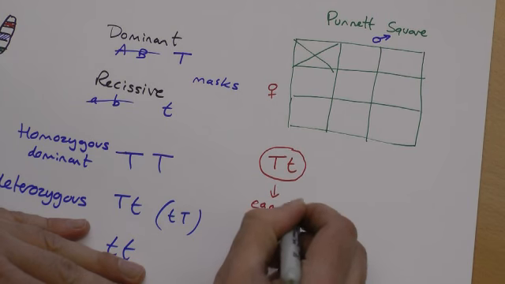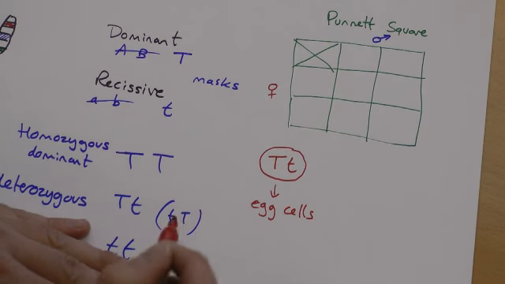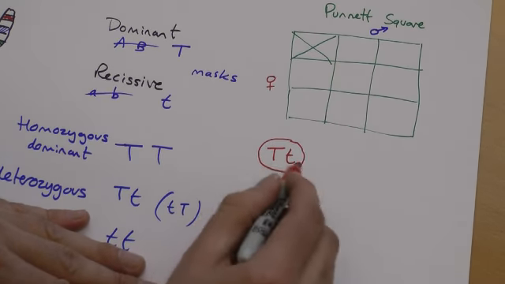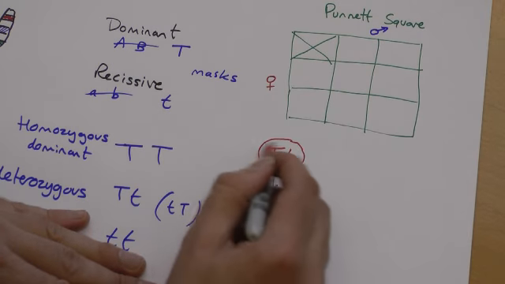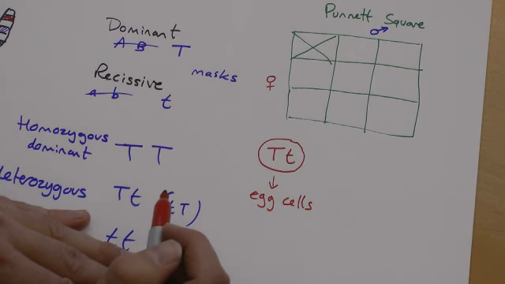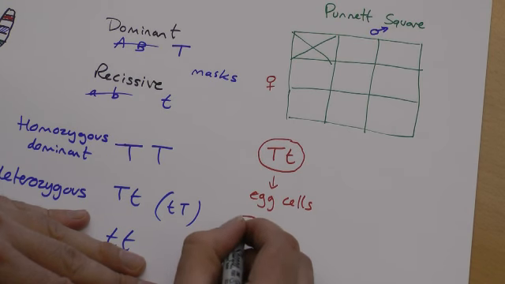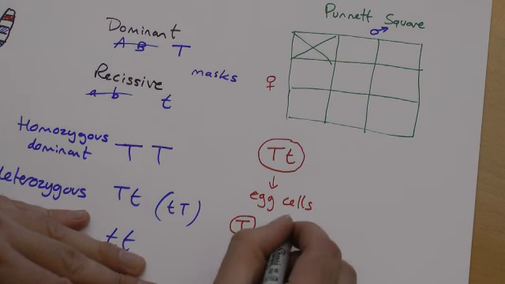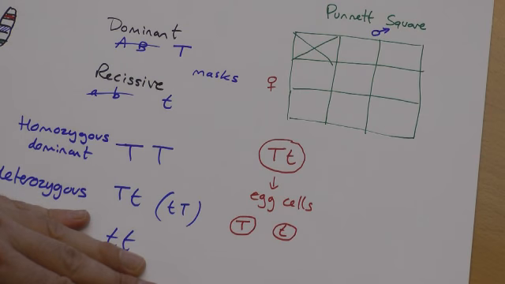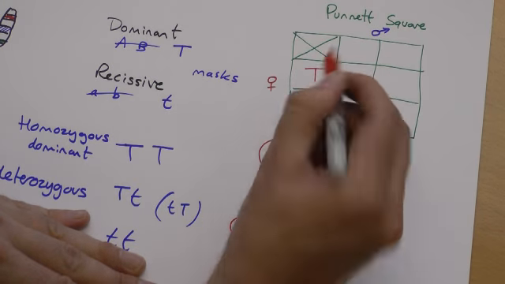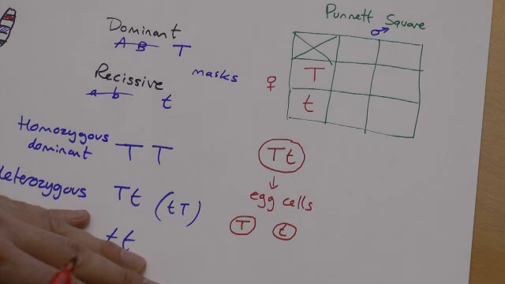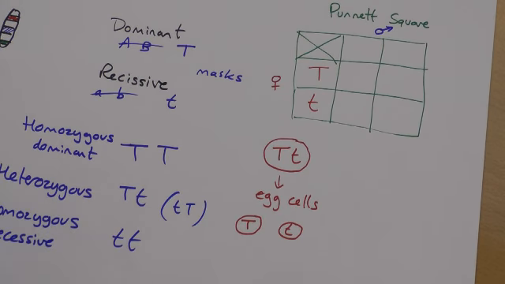Now, when it comes to reproduction, egg cells, the gametes, only have half the number of chromosomes that the normal body cell has. So instead of having 2 copies, it only has 1. So an egg cell would either have a big T or a little t. We put those possibilities into those boxes.